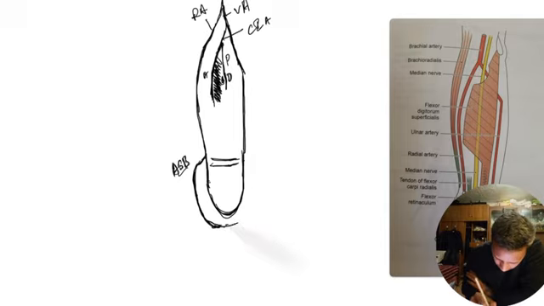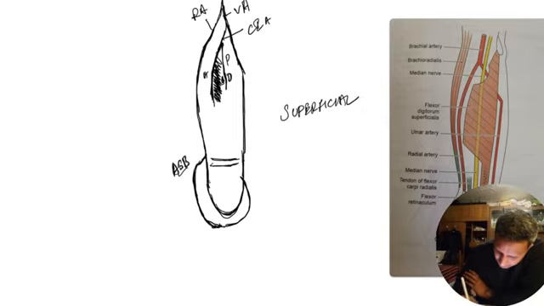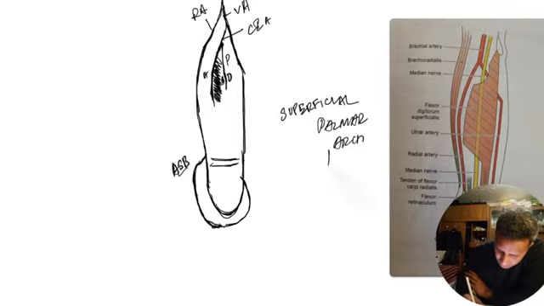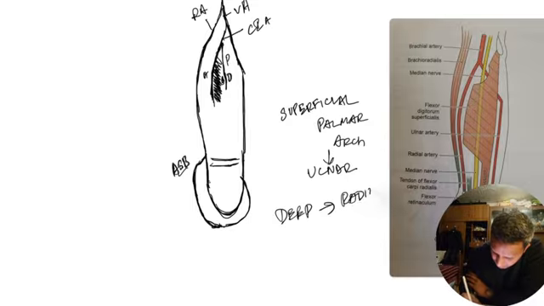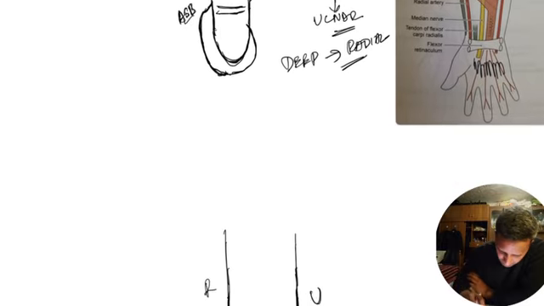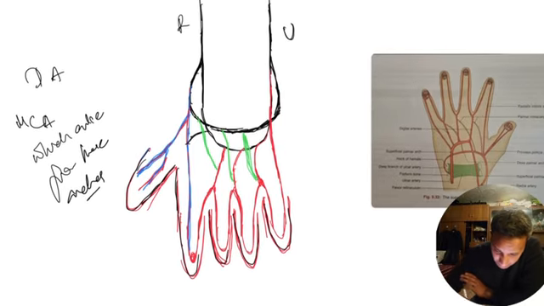And let's say this is your deep. So your superficial palmar arch is by ulnar, and deep is by radial, right? So now let's understand this with this diagram.